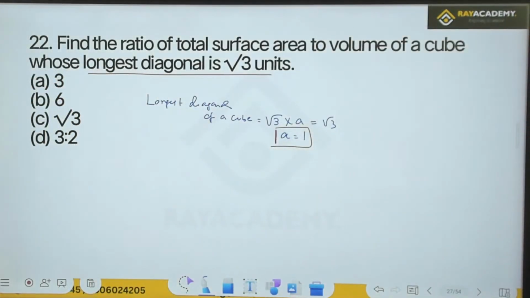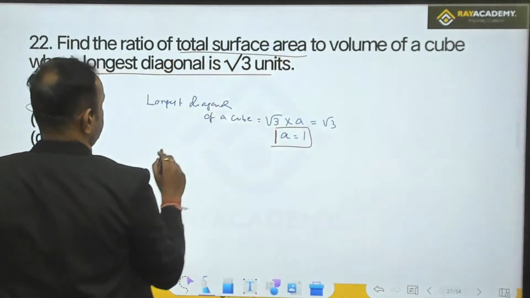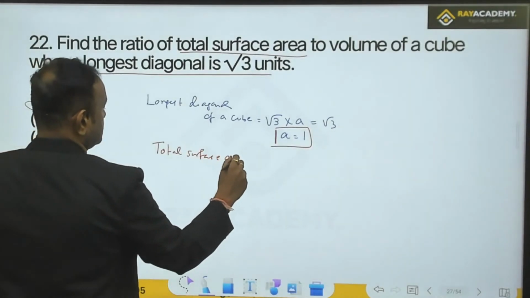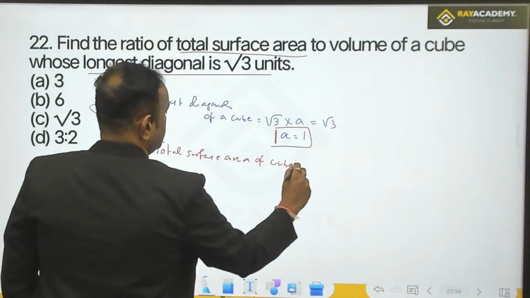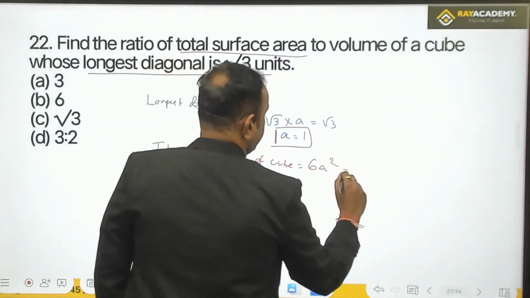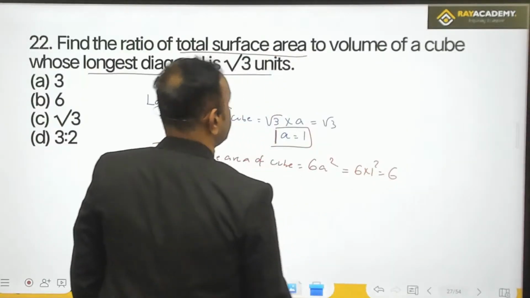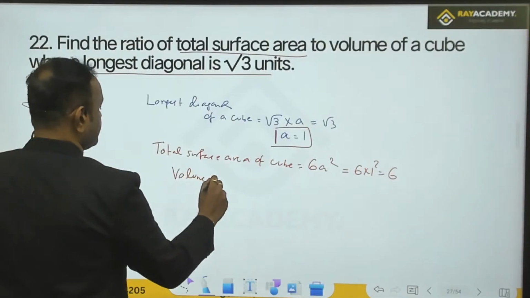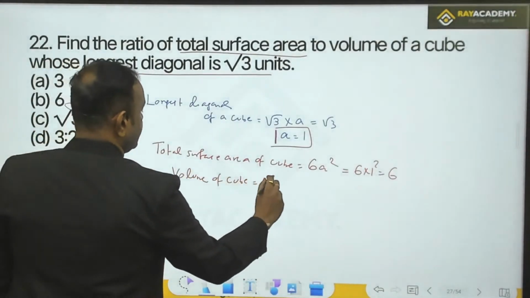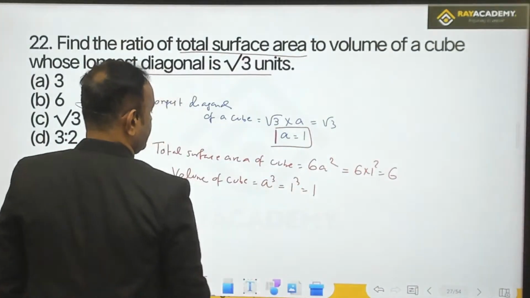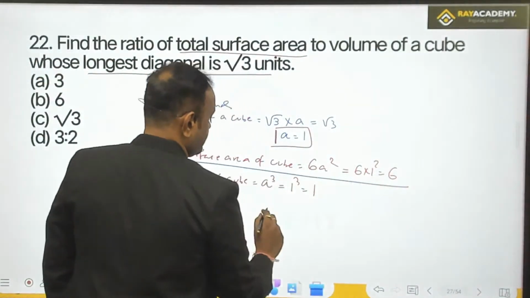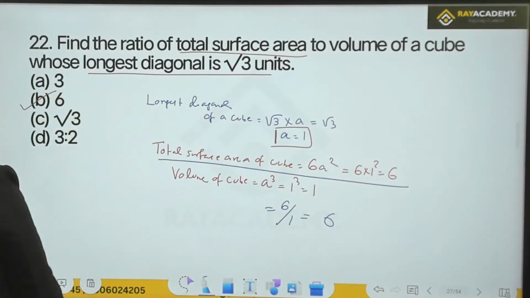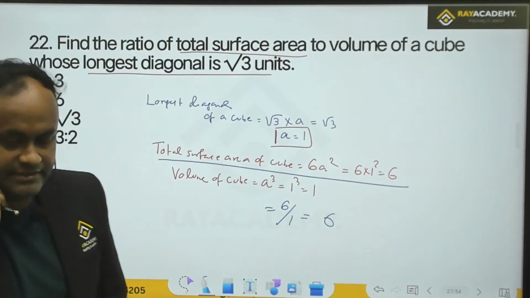Next, to find the ratio of the total surface area to volume. What is the total surface area of a cube? Total surface area of a cube equals 6a square. We have the value of a, so 6 into 1 square, that is 6. Then volume of a cube. What is the formula for the volume of a cube? Volume of a cube equals a cube, that is 1 cube, that is 1. And the ratio of these two is what they are asking. So this is 6 by 1, that is 6. The right answer. This is a very easy question, a direct formula question. 6 by 1, 6.